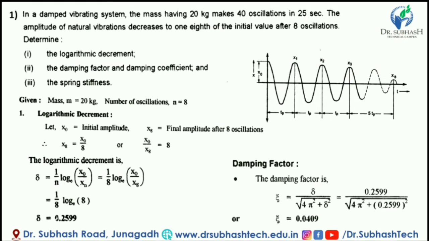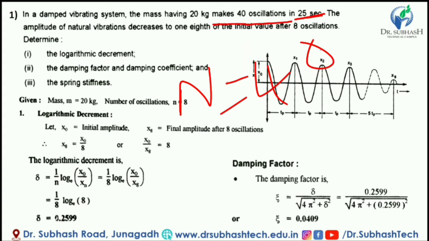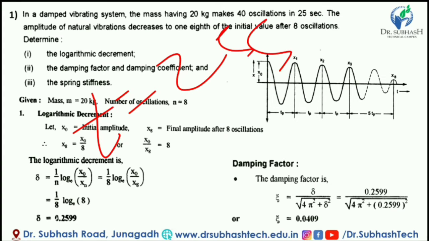Okay, let's start to solve the first example. First see what kind of data is given in the example. A damped vibration system, the mass is given as 20 kg, makes 40 oscillations in 25 seconds. So capital N, the number of oscillations, is 40, and the time T is 25 seconds.